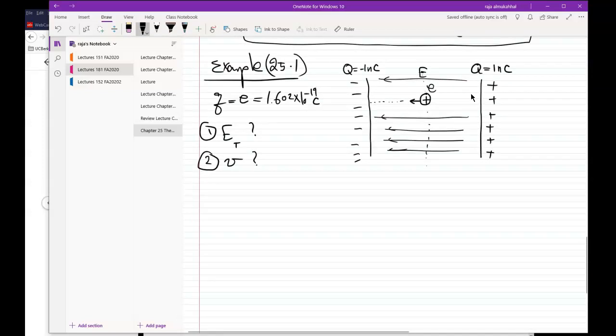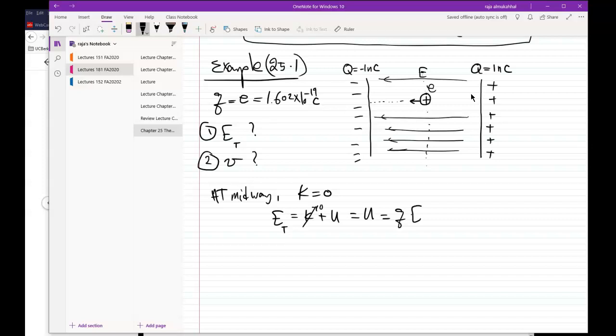So, the total energy, well, as you can see, at midway, the kinetic energy is 0. He said the proton started from rest. You see what I'm saying? Okay. So K is equal to 0. So the total energy, which is K plus U, the K here is 0. So I'm left basically with U, which is what? qEd.